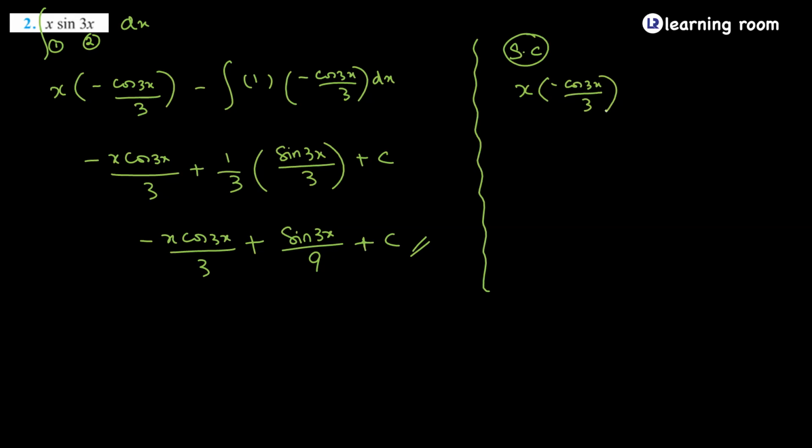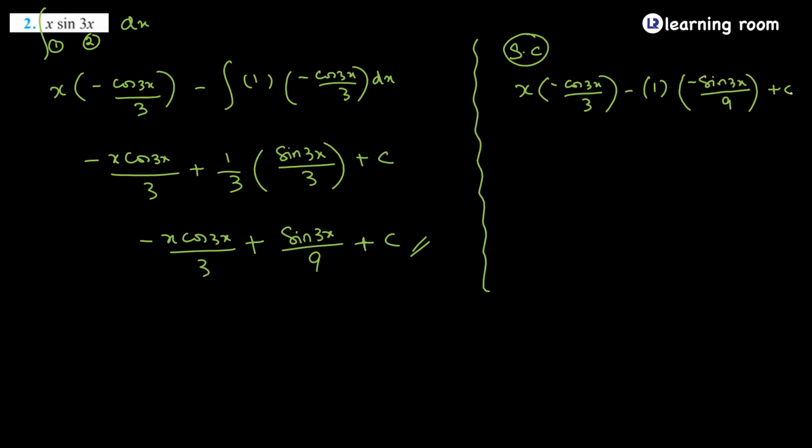So you started with a plus sign, then you need to put a minus sign. You need to differentiate this. It will be 1, and you need to integrate this. It will be minus sin 3x by 9 plus c. So this and this will be the same.